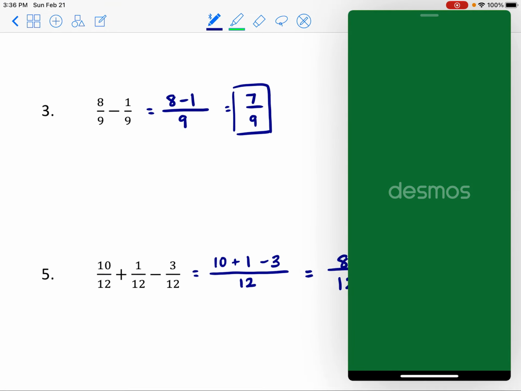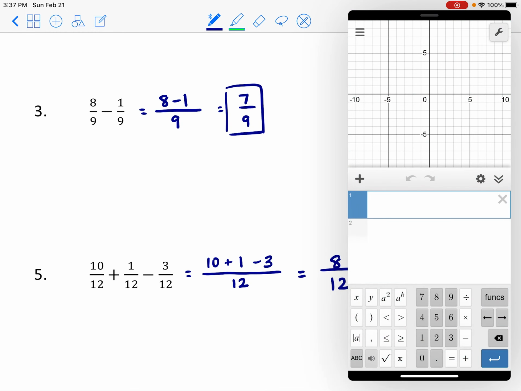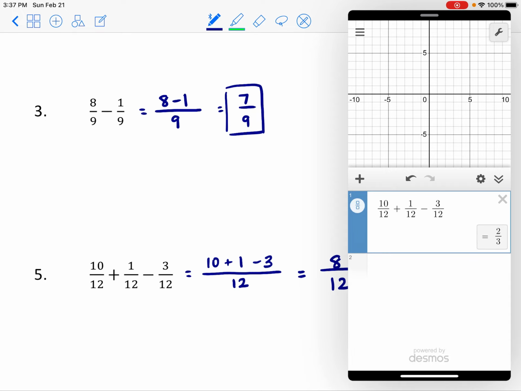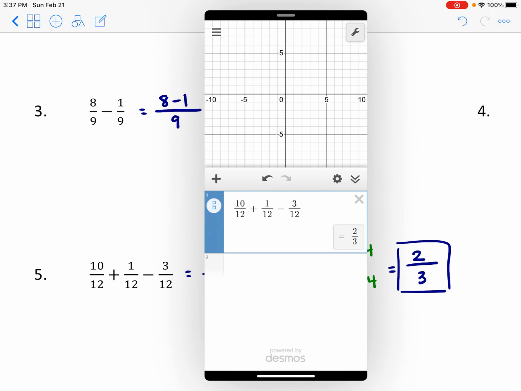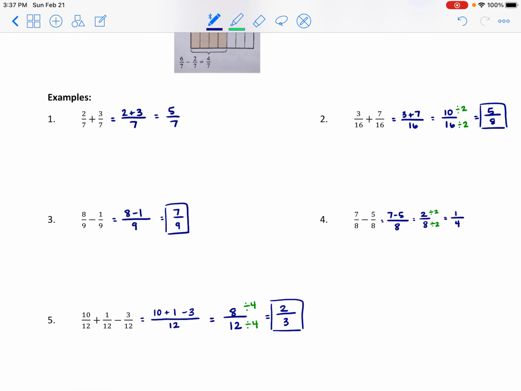Okay, and then while we want to be proficient in doing these things without technology, we can by all means use technology to confirm our answers. So 10/12 plus 1/12. And then let's say we wanted to subtract 3/12 just to be safe. We type all this in, and Desmos gives us 2/3 as a final simplified form of the answer. Okay? So you can verify whatever you're doing with the calculator.